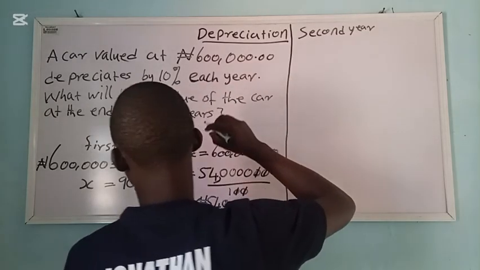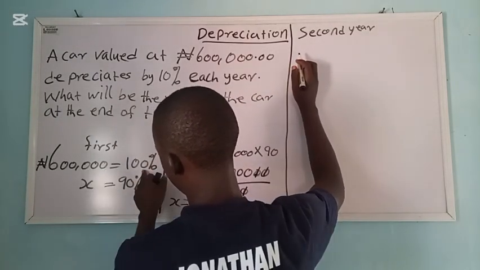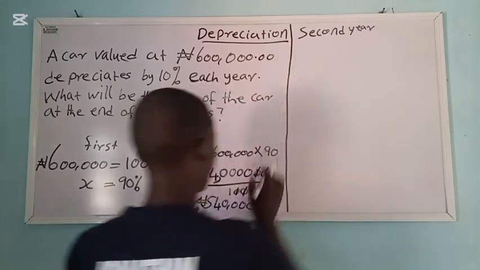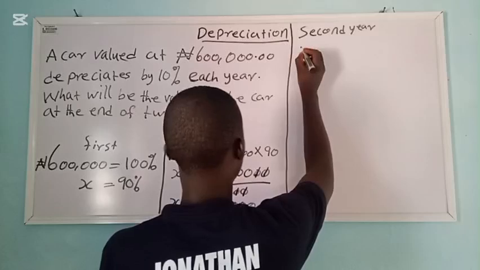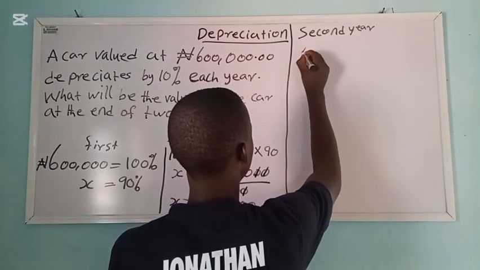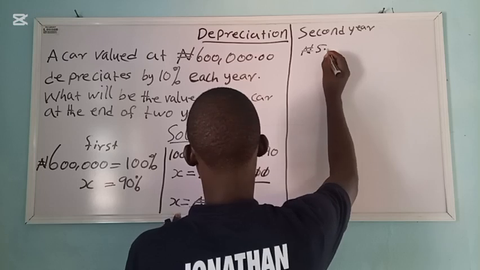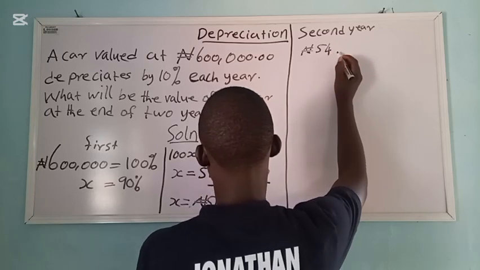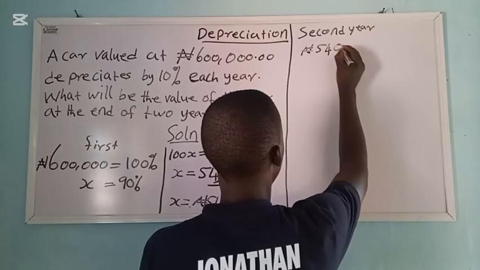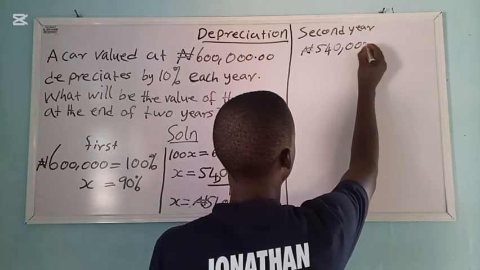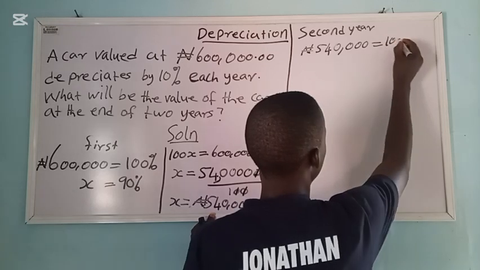The second year will have, this one was the one of 100% for the first year. So this one now will be the one of the 100% for the second year. Initial for the second year. So we have 540,000 is equals to 100%.